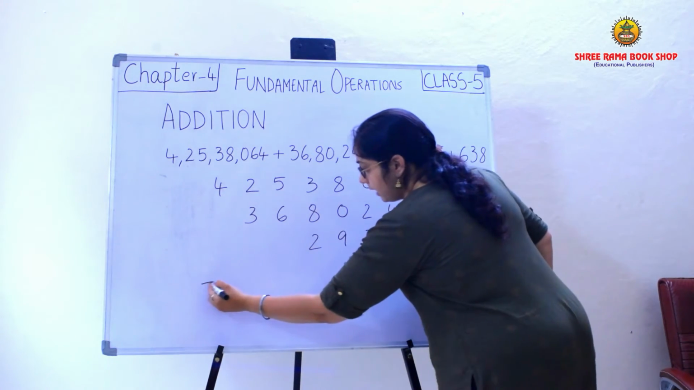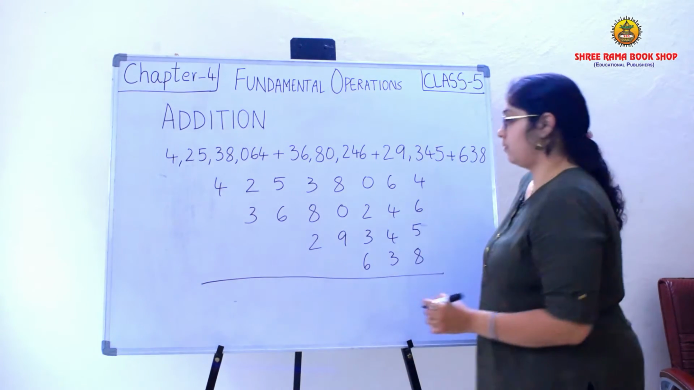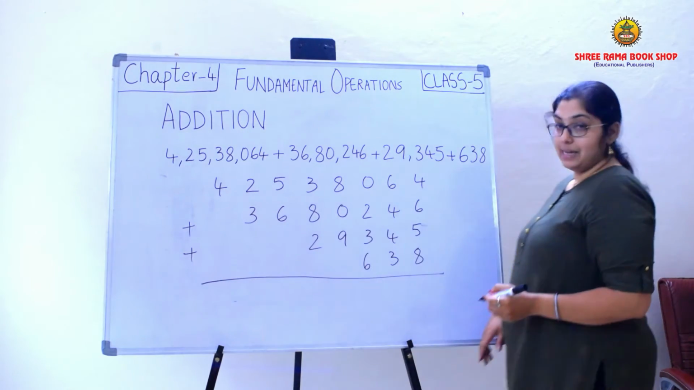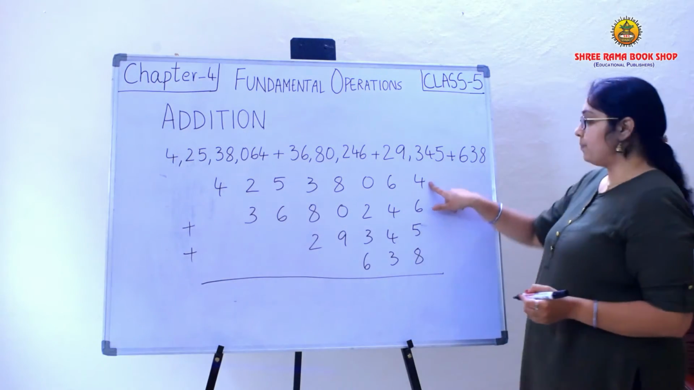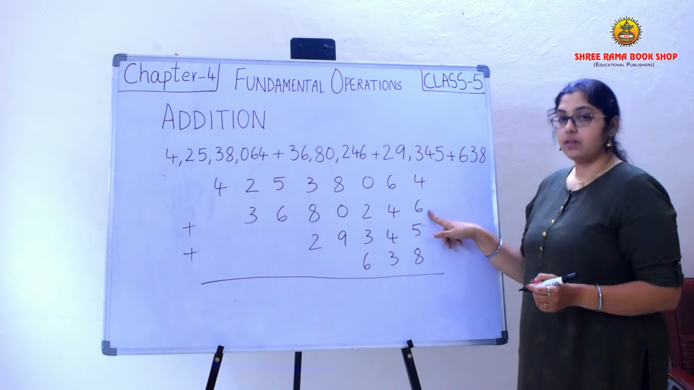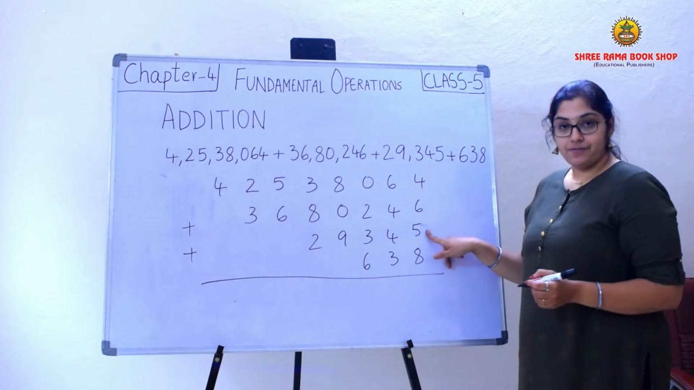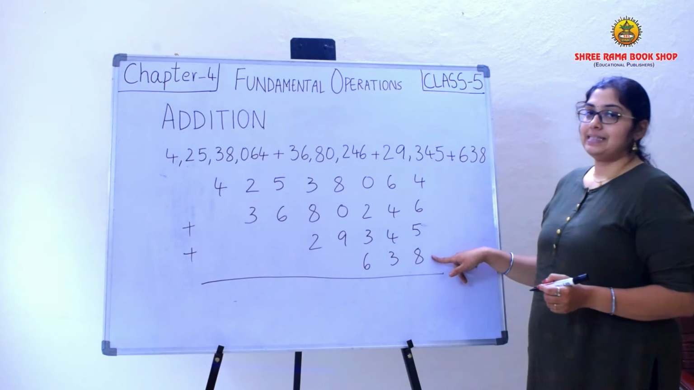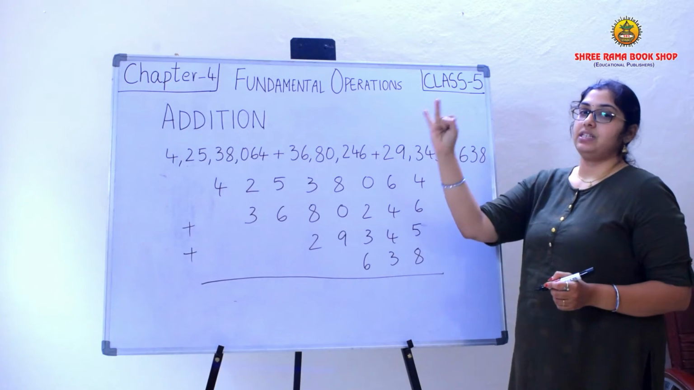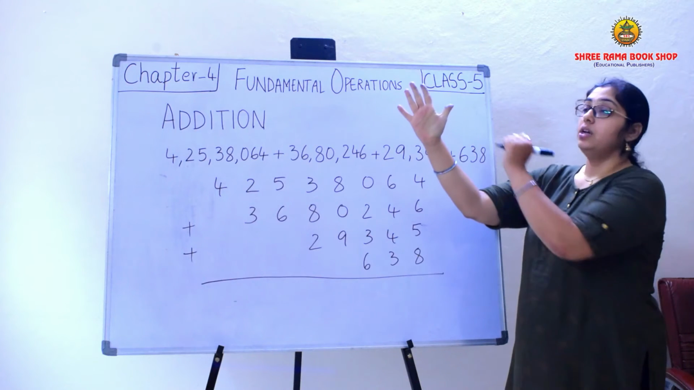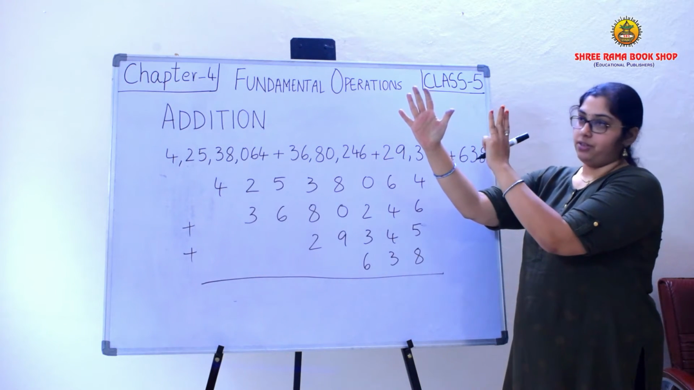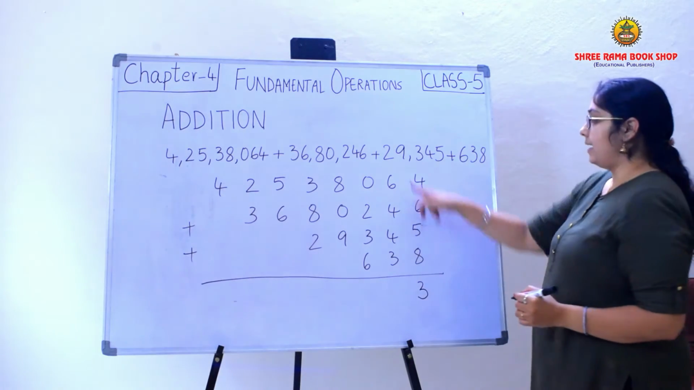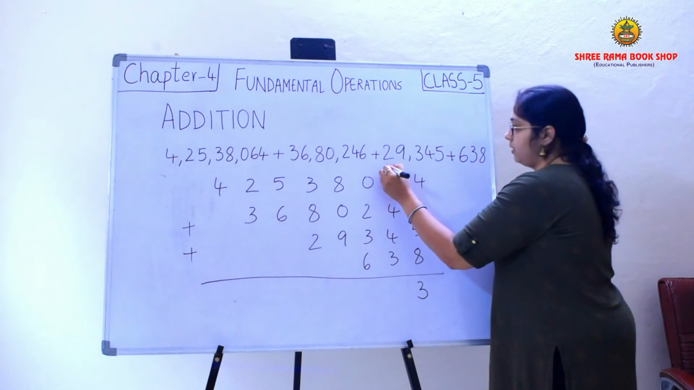Now I am going to add all these numbers. So plus, I will be adding all these numbers. I will start with the ones column. It is 4 plus 6, which is 10. 10 plus 5, 15. 15 plus 8. What is 15 plus 8? After 15, 16, 17, 18, 19, 20, 21, 22, 23, right? So I have 2 digits, 23. 3 over here and I will carry 2 over here.